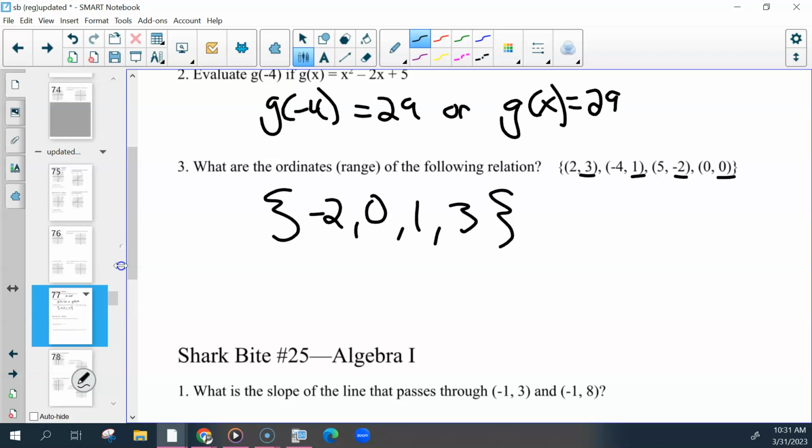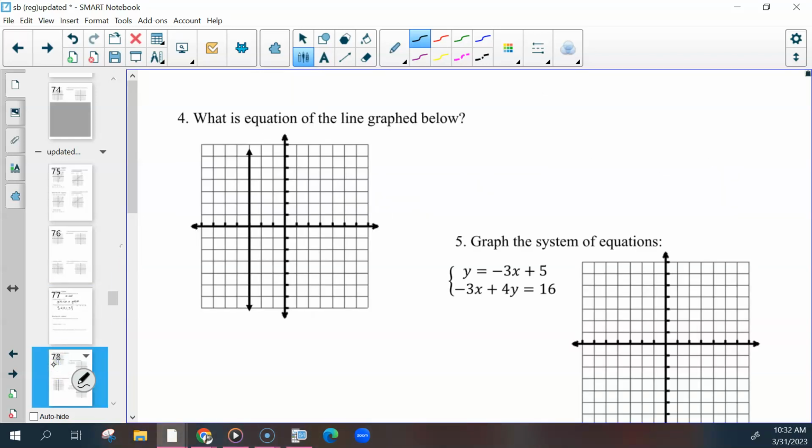Four on the back goes kind of hand in hand with number 1, except it's talking about the equation. The equation is vertical, so it has to be an x equals. It's on -3, so x equals -3 is the line that's graphed. Those are things you have to know.